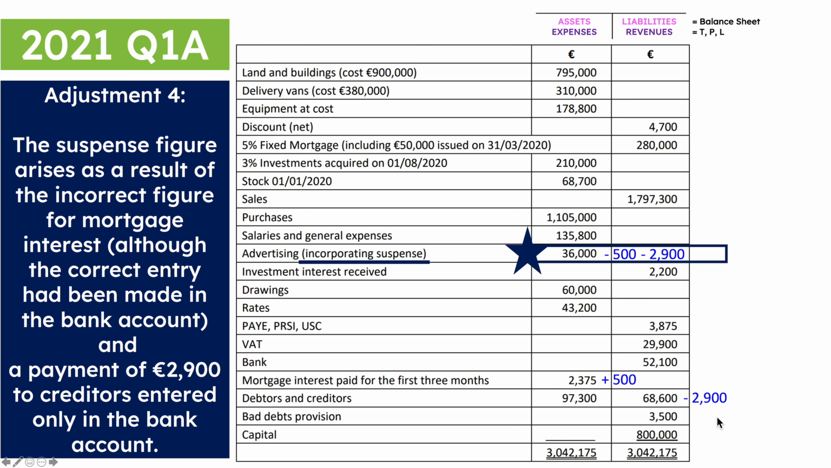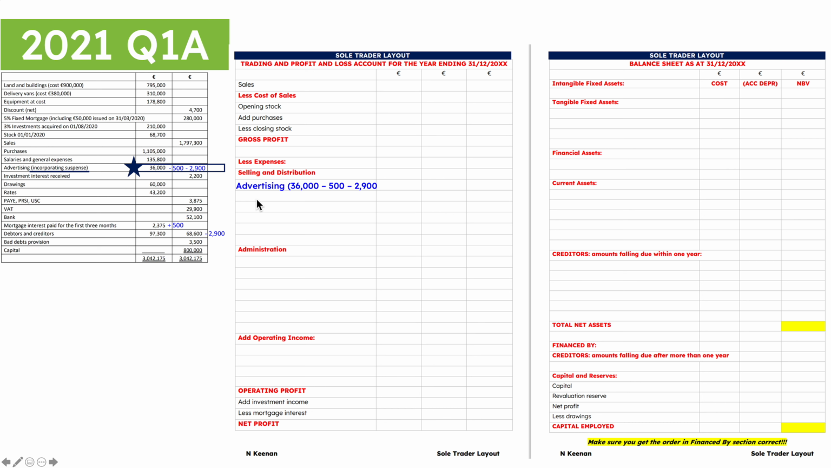So this is how it's going to look in the accounts. So your advertising goes in selling and distribution. You already have the 36 written in from step 2 when you put all your figures in from the trial balance, but you'll minus the 500 and you'll minus the 2,900. Okay, then the mortgage interest paid is 2875. So we'll take that away from the amount of mortgage interest for the year, and that will help us figure out how much mortgage interest we have due. All right, so that'll be helpful there.